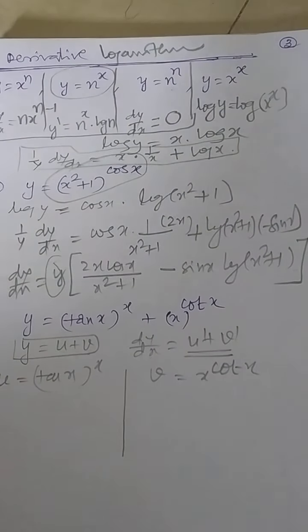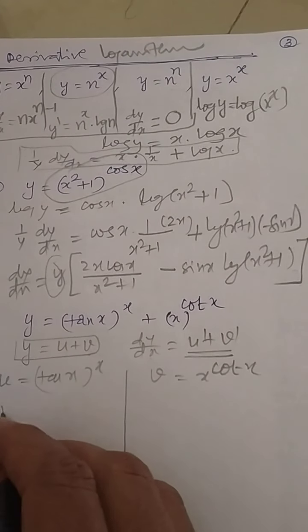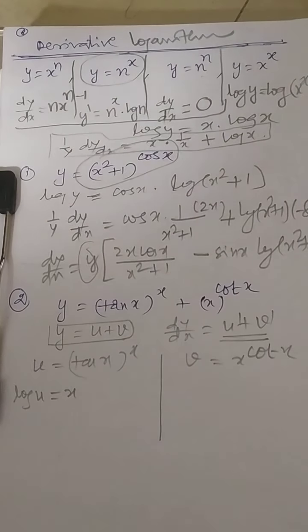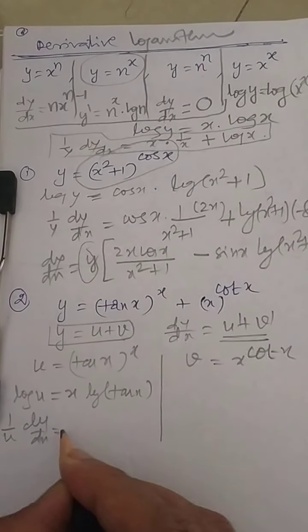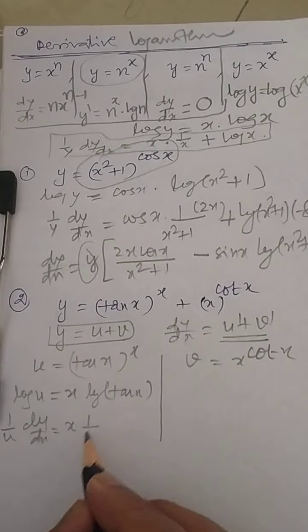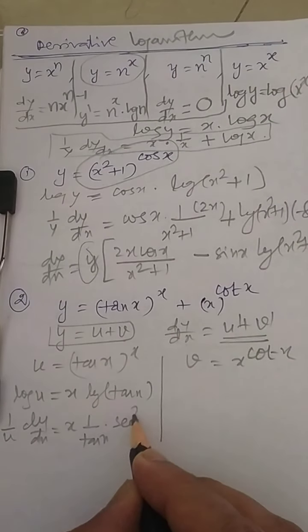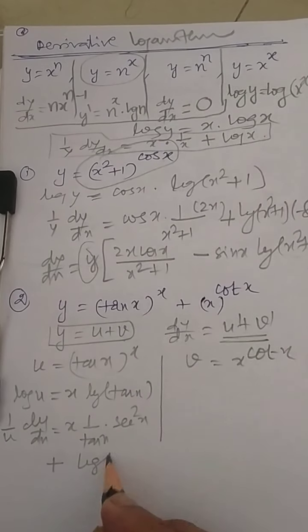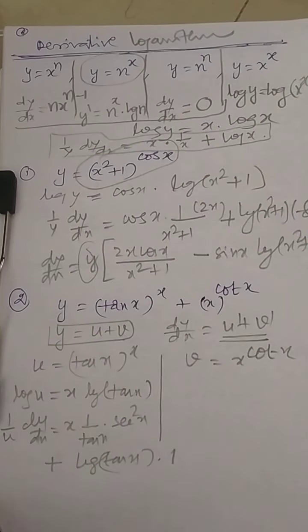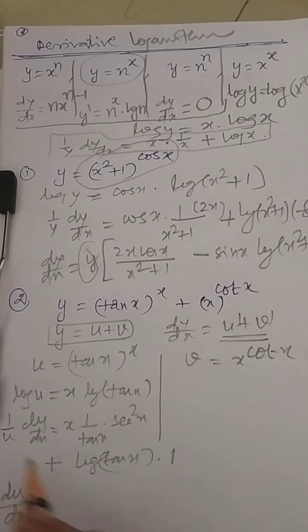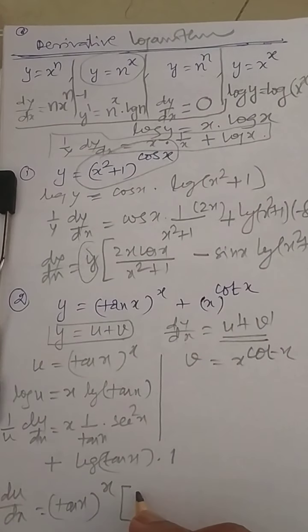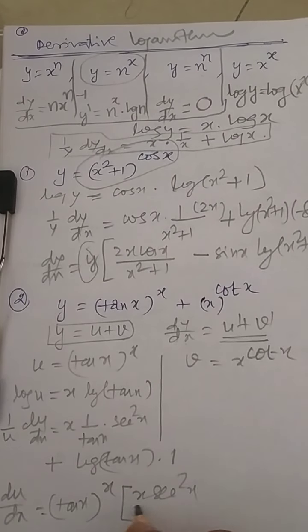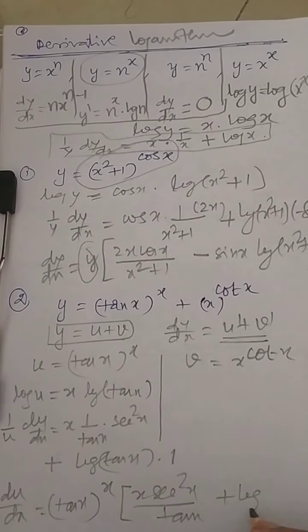Now both questions are as previous. Therefore, log of u is equal to x log of tan x. Now it's a differentiation. 1 by u du by dx will be equal to x as it is into 1 upon tan x into sec square x, plus log of tan x as it is into 1. Finally, du by dx will be equal to u, which can be shifted over there. We know that we have to replace u, which is nothing but x into sec square x upon tan x plus log of tan x.